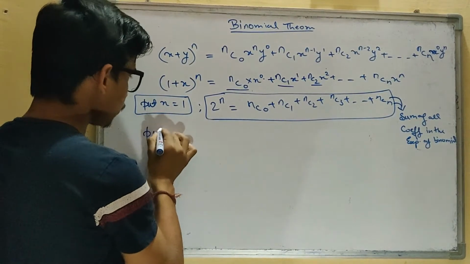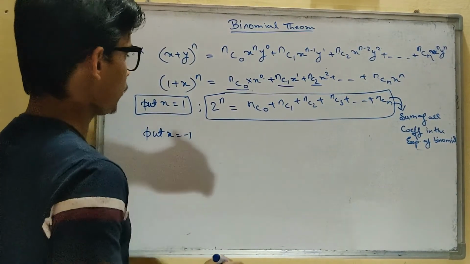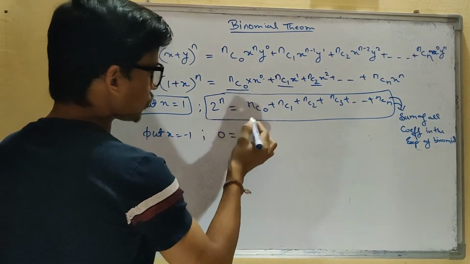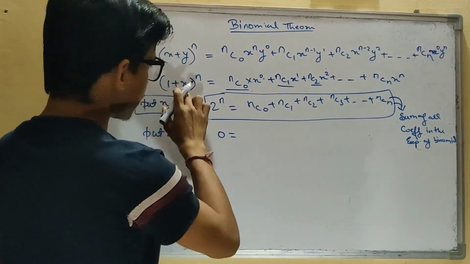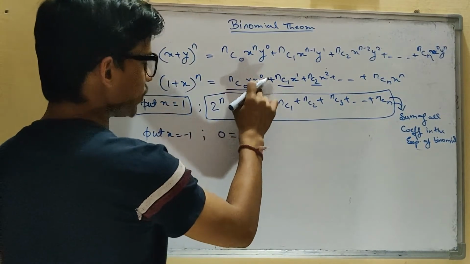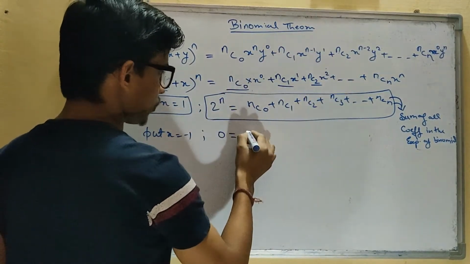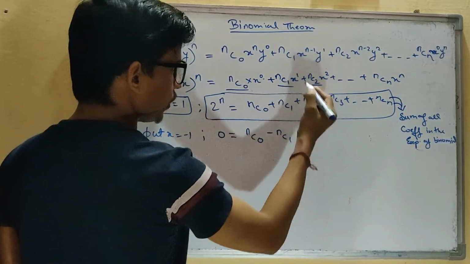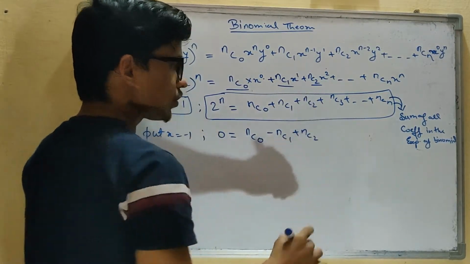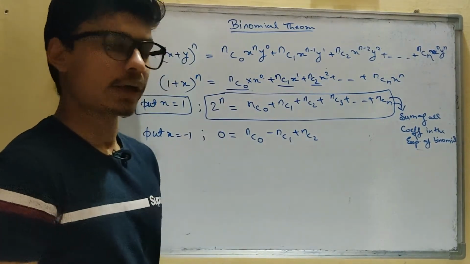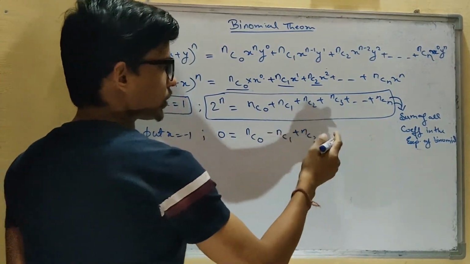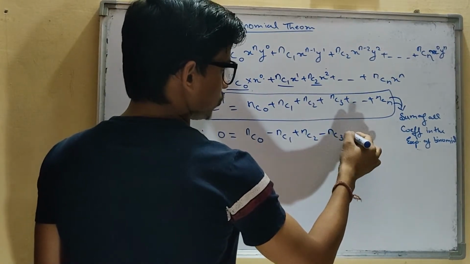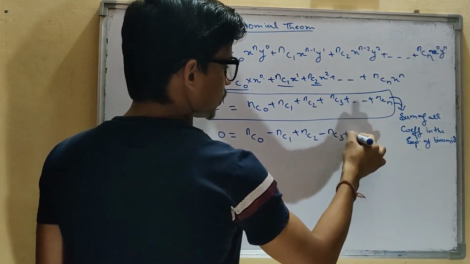Now put x equals -1. If you put x equals -1, this whole term is going to be 0. So this implies that 0 is equal to this, with x as -1. It is going to be nC0, since -1 to the power 0 is just 1. Here it will be negative, so minus nC1, and here it is positive. Even terms are positive and odd terms are negative. So minus this, plus nC2, minus nC3, and so on.